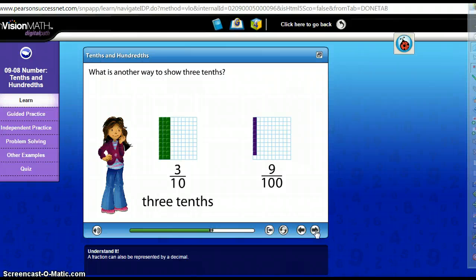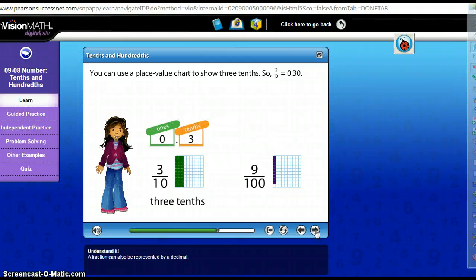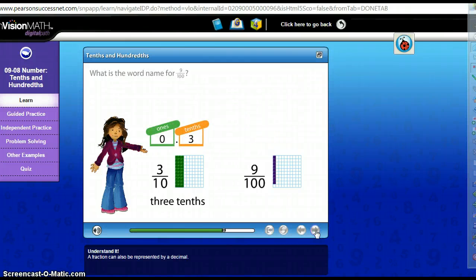What is another way to show 3/10? You can use a place value chart to show 3/10.